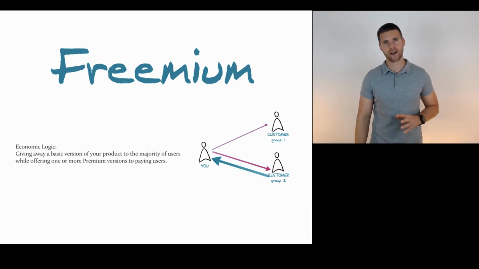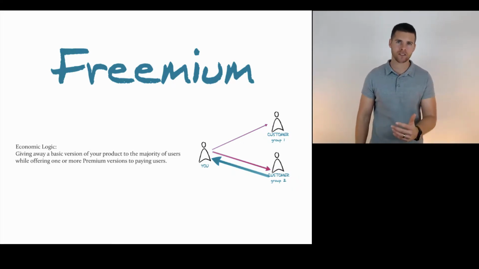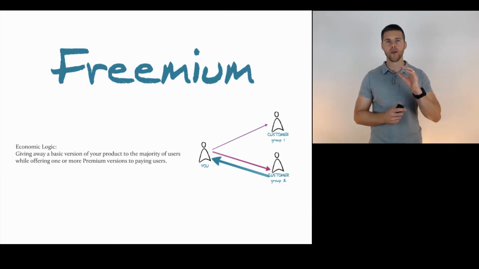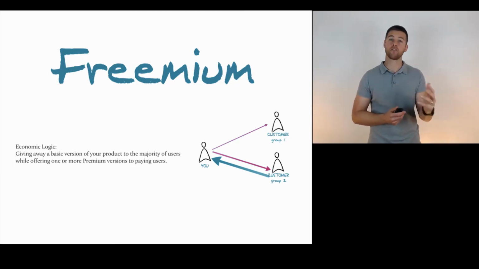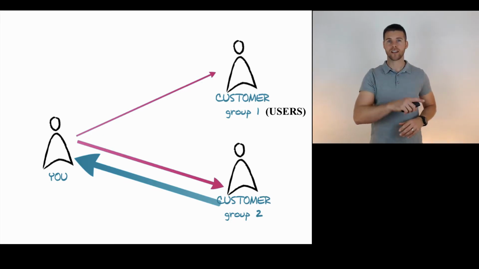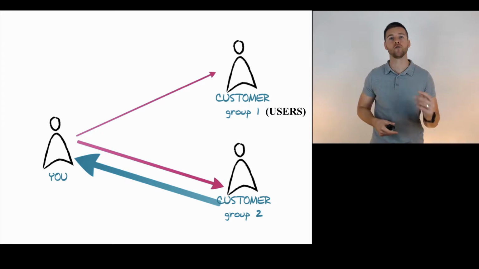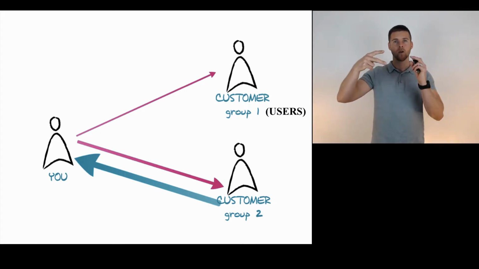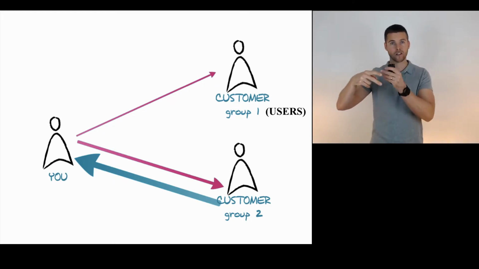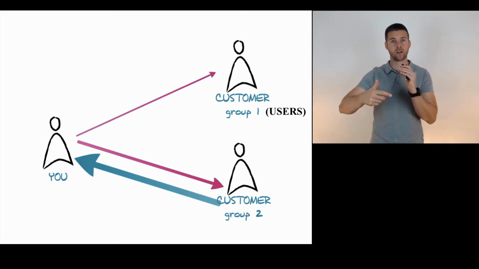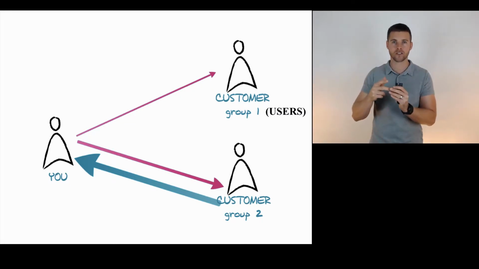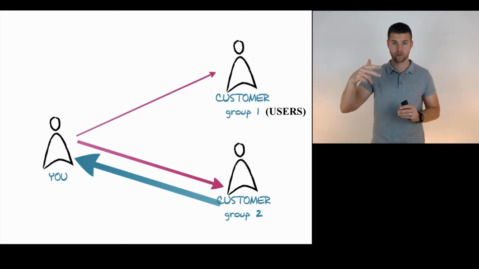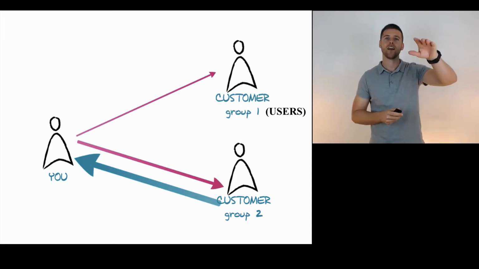The next model I want to talk about is called freemium. The freemium business model is where you give away a basic version of your product for free, and your customers can keep using that product for free. And if they do that and they don't pay you anything, we call them users. Okay, so now we have new terminology. We call customers that don't pay us anything but still use our product users. And then we call customers that are paying us something customers. Okay, so users and customers. And as you can see here, we have one group of customers that are not paying us anything.